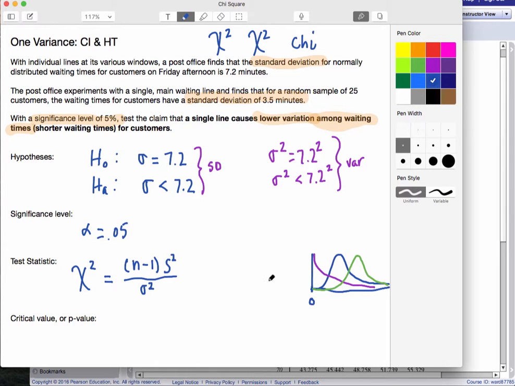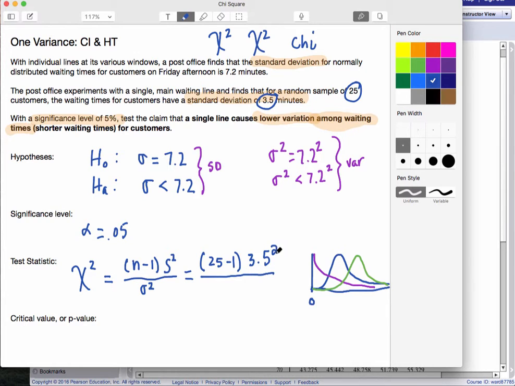So our test statistic says if you take these numbers, multiply them, and divide them, you're going to get a chi-square shape. So we'll fill in what we know. From the problem, it said we took a sample of 25 customers. So that means 25 minus 1. And then we're going to multiply that by our sample standard deviation. So up here, it said from our sample, we had a standard deviation of 3.5. So we'll multiply by 3.5, and we're going to square that.